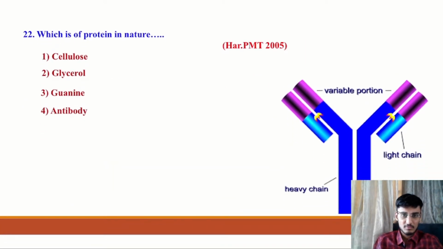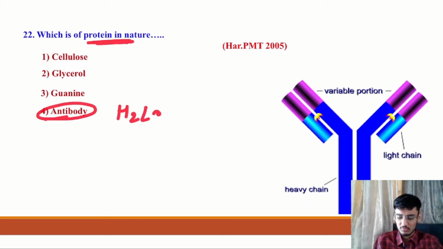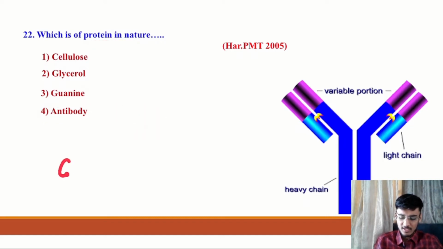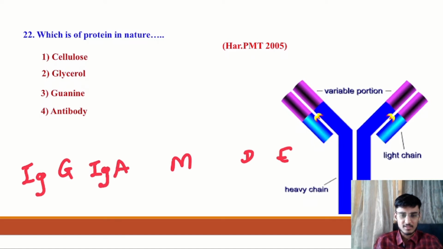Question number 22. Which of the following is protein in nature? Antibody is made up of H2L2. There are 5 types of antibody: GAMDE. Antibody is made up of protein, and another name of antibody is immunoglobulin. That's why we can consider it as immunoglobulin: IgG, IgA, IgM, IgD, and IgE.